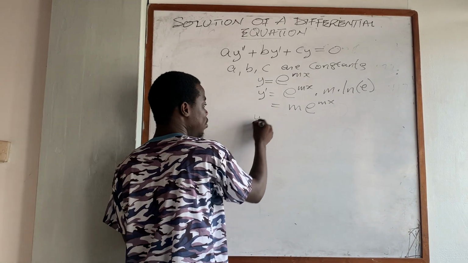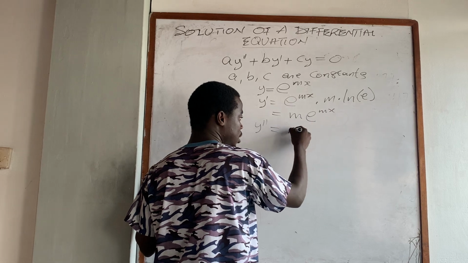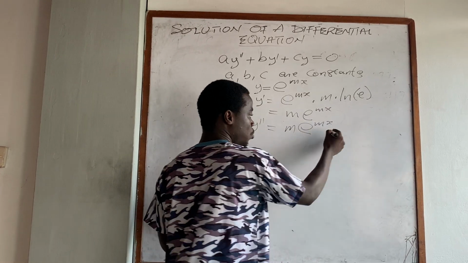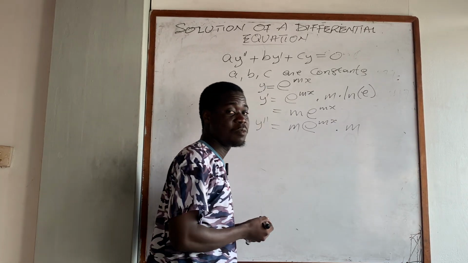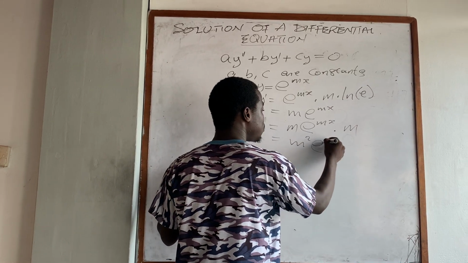Let's differentiate it again. If we differentiate it again, we will get the same thing. We will assume that this is constant. Then we will maintain e raised power mx. We will multiply it by the differential of the power, which is m. Then we will find ln of the base, which is the same as 1. So here we will get m squared e raised power mx.